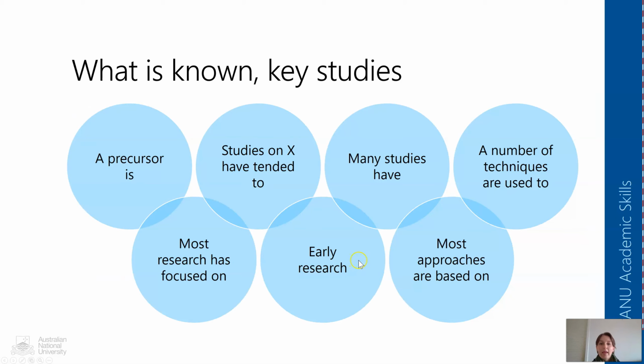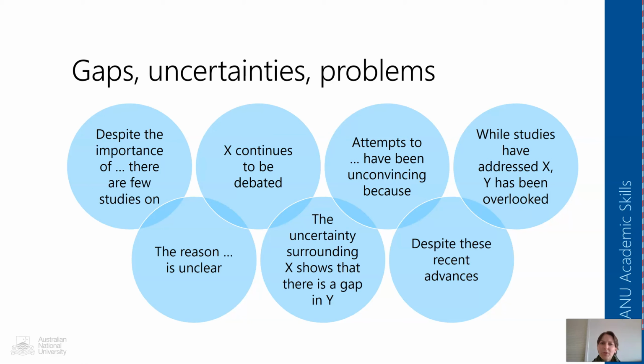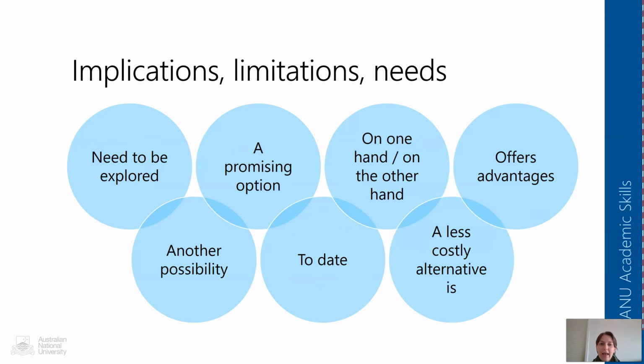Now, when you're talking about the literature, you might like to use some common phrases to help you to categorize the information. So I've got some common phrases on the next few slides about what is known, what are the key studies, also phrases to illustrate what are the gaps or the problems that people have tried to address, and what are the implications of their research, and what are the needs for your own research. So do try and use those phrases that relate to literature reviews, and that will help to group the ideas together and make it clear why that literature is relevant to your particular study.